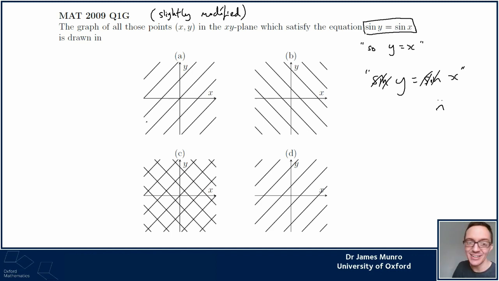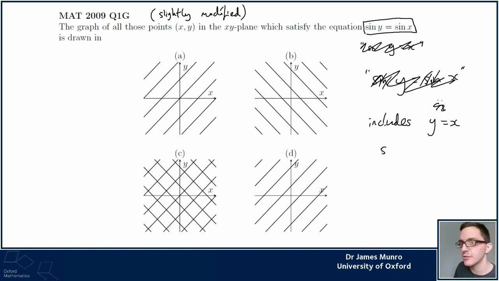You know this because you know that sine is periodic, that it takes the same values again for different inputs. So there are other inputs for x that I could try, and other inputs for y that would give me the same value out there. So this y equals x thing is not the whole story, but it does include y equals x, because those are some of the solutions, some of the points. The points with y equals x definitely have the same value of sine. So our solution should include the line y equals x.